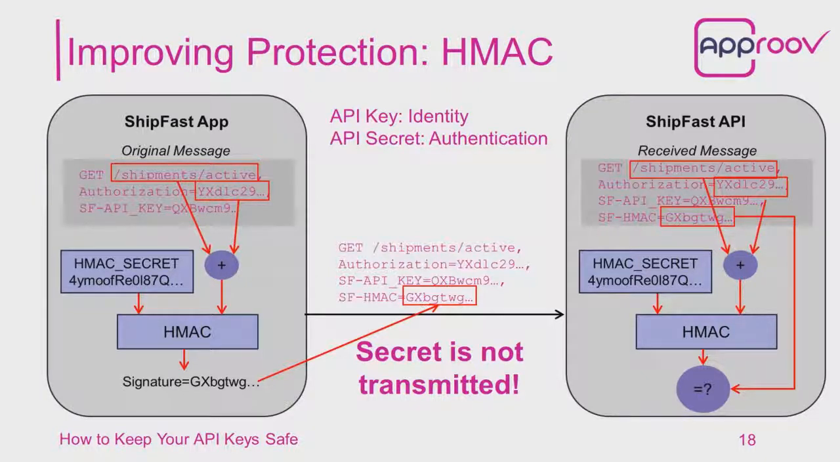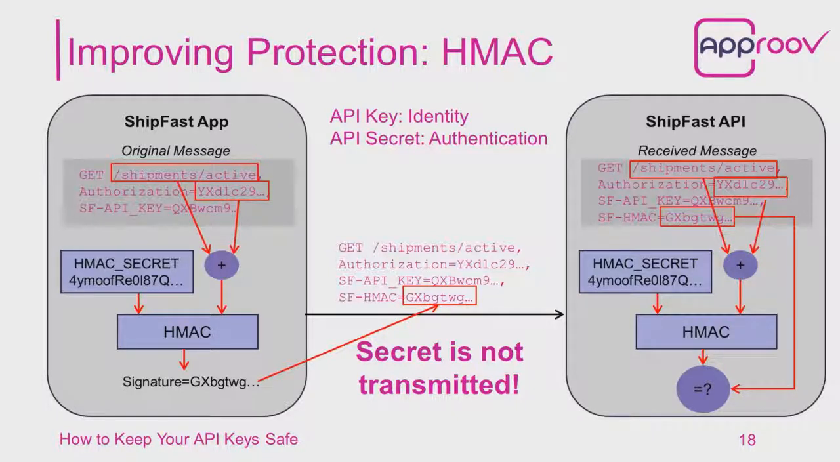And this secret provides the authentication part. The thing about the API secret is that you should never actually transmit it. So you use a process called HMAC in order to avoid transmission. What HMAC does is you take some or all aspects of your original message. In this case, I'm taking the URL and the authorization token, putting them into a string, and putting that into the HMAC function.